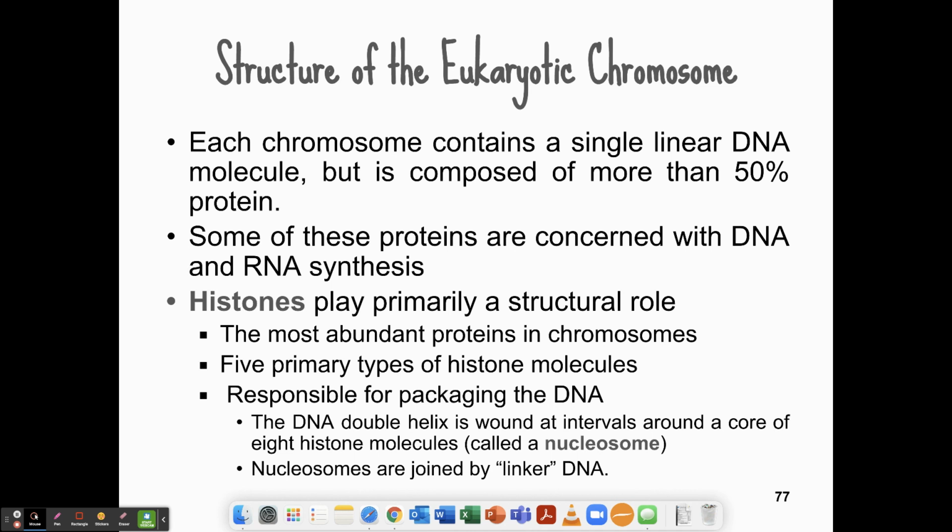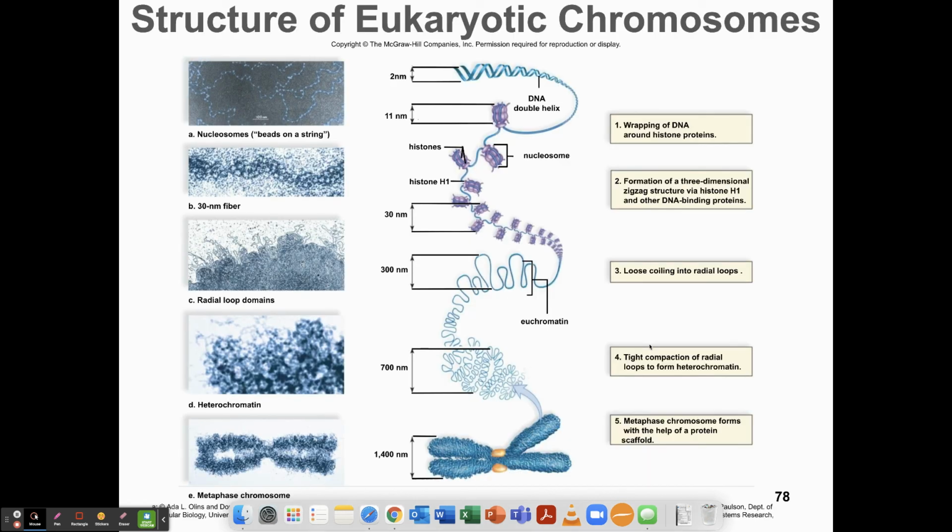So remember, if I were to untangle a chromosome, it's made up of a really long linear strand of DNA, okay? But it's also comprised of 50% protein. So DNA is going to wrap around these proteins, which are called histones, and it helps for packaging up the DNA. So once again, here's our chromosome. Remember, I untangle it. It's a really long strand of DNA, and it's packed with these proteins called histones.